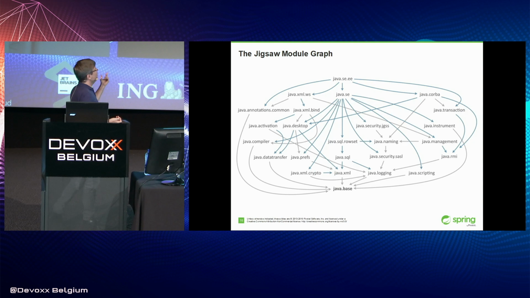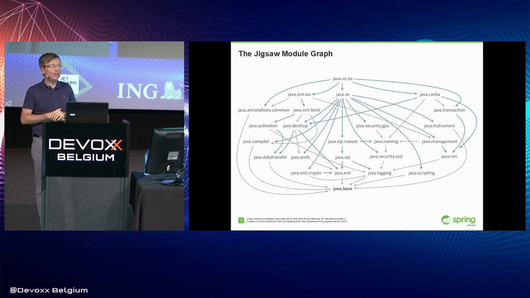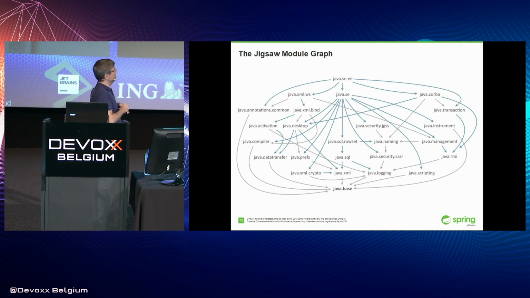So that's the module graph in Java 9. It was already a bit cut off now, so this Java SE and that stuff on the top here is basically gone. But it's still not that many modules that we have to deal with here. It's even a little less in Java 11 already.